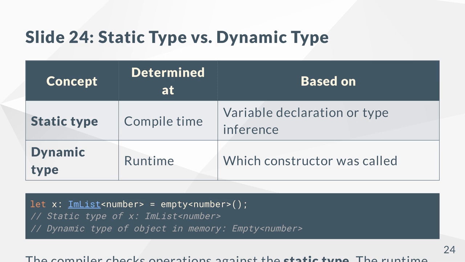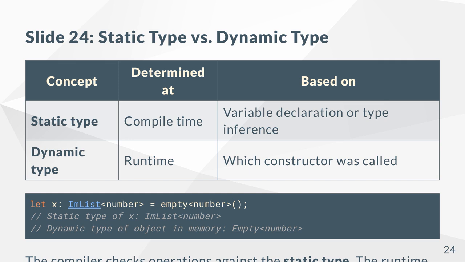Two important terms: static type and dynamic type. The static type is determined at compile time based on the variable declaration or type inference. The dynamic type is determined at runtime based on which constructor was actually called. In the example, x is declared as ImList of number, that is the static type. The object in memory was created by the empty constructor, that is the dynamic type, Empty of number.